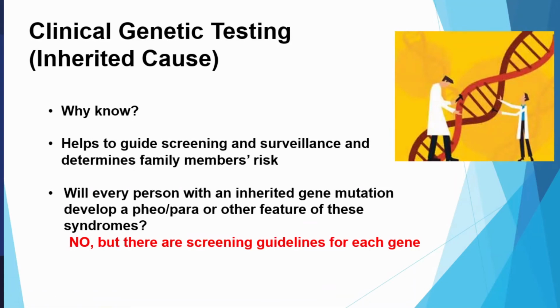Now, again, keep in mind that not every person who has an inherited gene mutation to develop a Pheo Para is necessarily going to get the features. Just because you have a pathogenic variant in one of these genes doesn't mean that you will develop a Pheo Para or one of these other tumors. But we have screening guidelines for what to do if someone does have that gene variant and hasn't had a tumor yet. There are certain recommendations that are different for each gene of how often and how we should screen them. It usually involves blood tests and imaging.